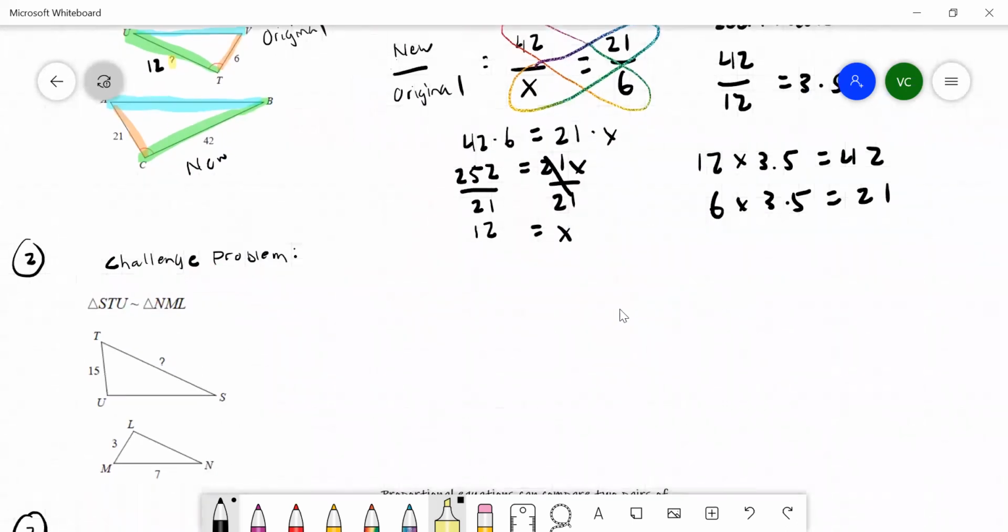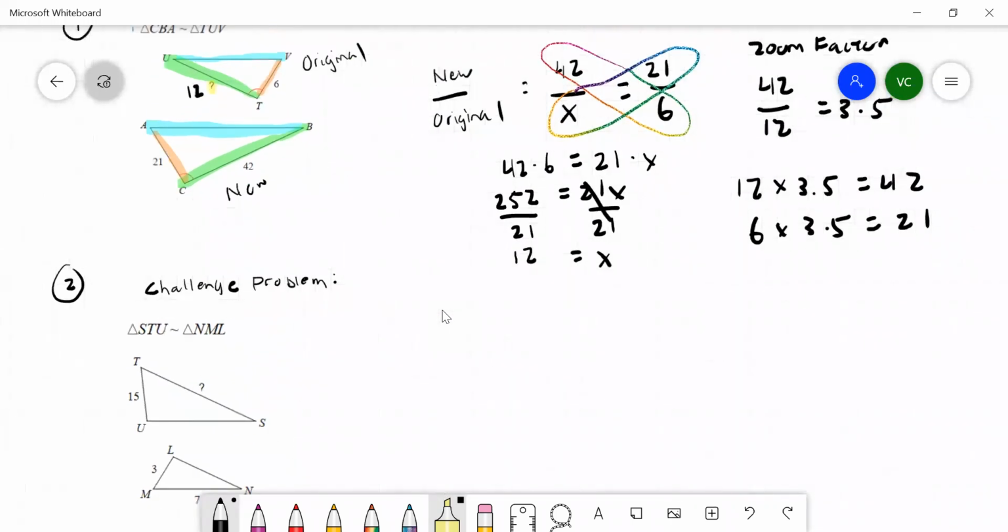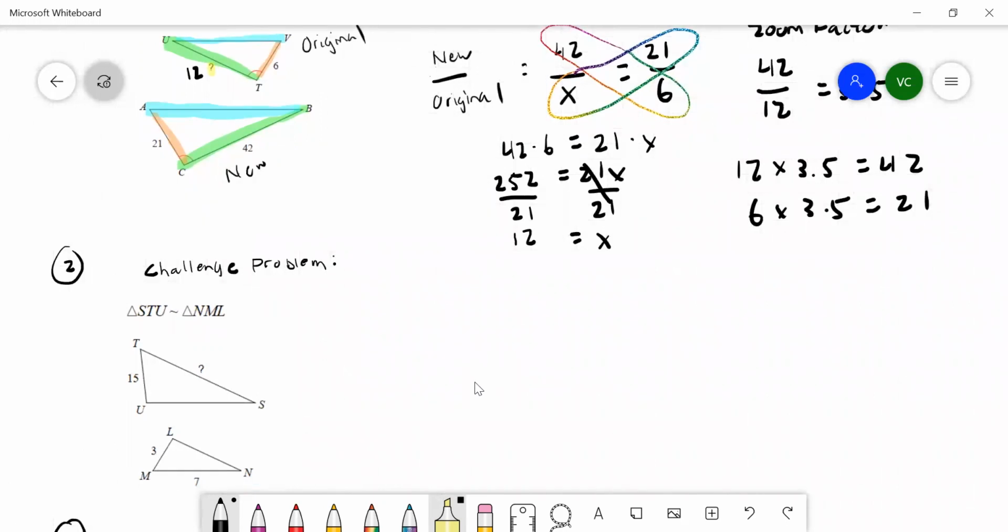All right, so now I want you to go ahead and copy down problem number 2 onto your paper. You should have taken notes on problem 1, and then try to solve for this problem using the method that we just did. So I want you to compare the new over the original for your proportions. Okay, pause the video and do that.